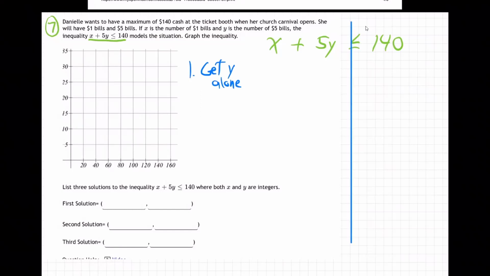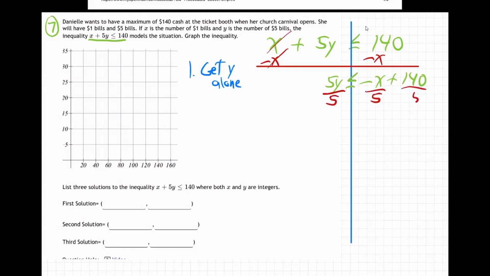And what are we going to do to get Y alone? Going to subtract X from both sides. Like that, right? And the next step, we're going to divide by 5. Remember, now, whenever you divide, you have to divide all 3 of them, right? Equal treatment all the way across.